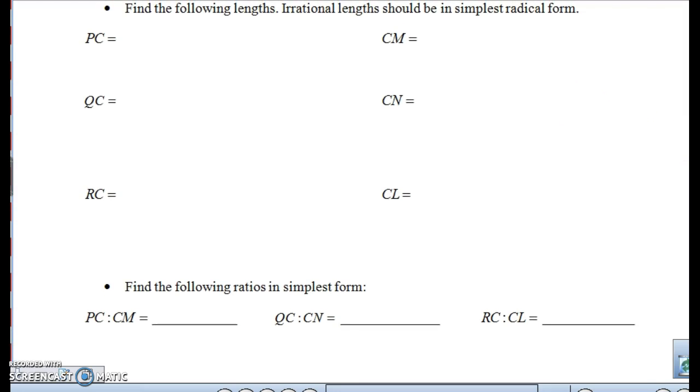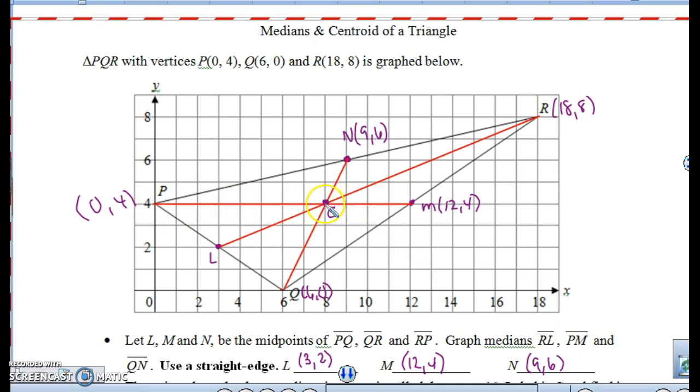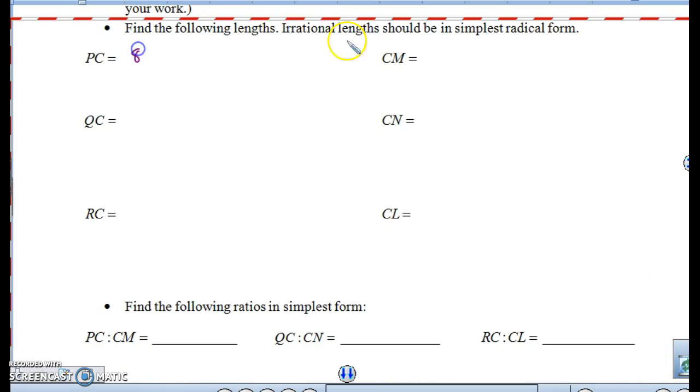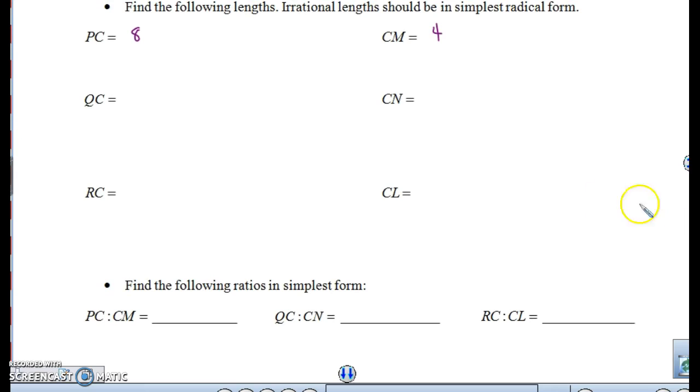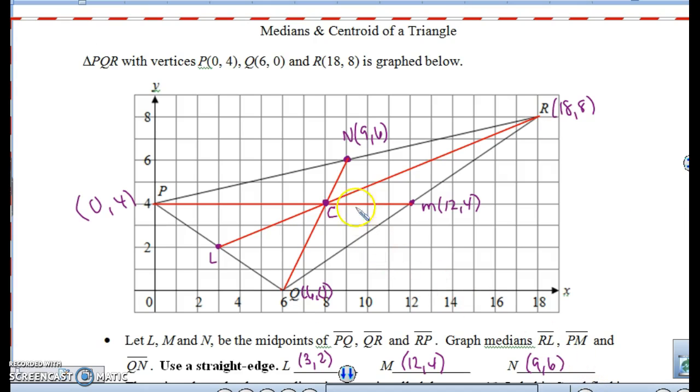We're looking at PC and CM. So PC is here and CM is here. Now since PC and CM are both horizontal lines, we can just count to get them. So PC is 1, 2, 3, 4, 5, 6, 7, 8 boxes, and CM is 1, 2, 3, 4. So PC is 8 and CM is 4. All right, now we want to find QC and CN. So that is the segment QC here and CN is here.